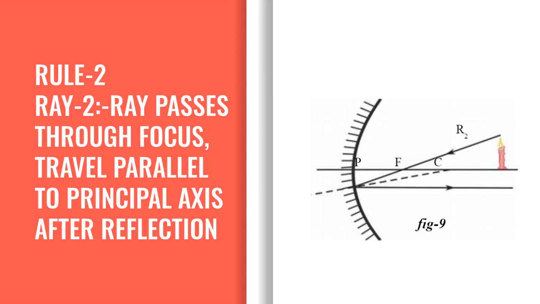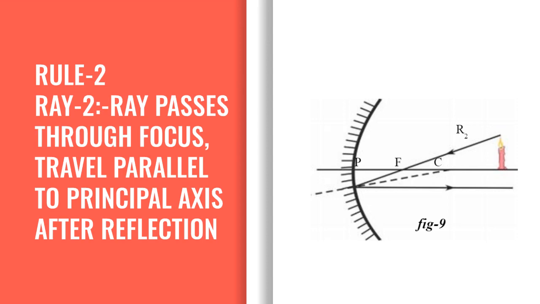Now, rule number 2. The ray that passes through the focus travels parallel to the principal axis after reflection. My dear children, observe once again. The ray which passes through the focus travels parallel to the principal axis after reflection. If you listen very carefully, you can observe the difference between rule number 1 and rule number 2.